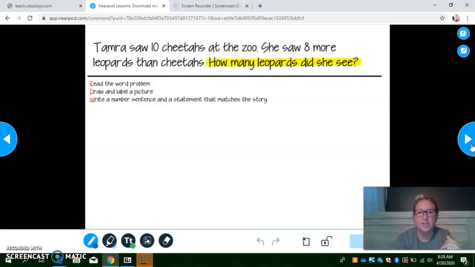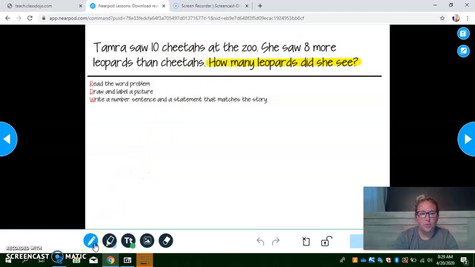Tamara saw 10 cheetahs at the zoo. She saw 8 more leopards than cheetahs. How many leopards did she see? She saw 8 more leopards than cheetahs.